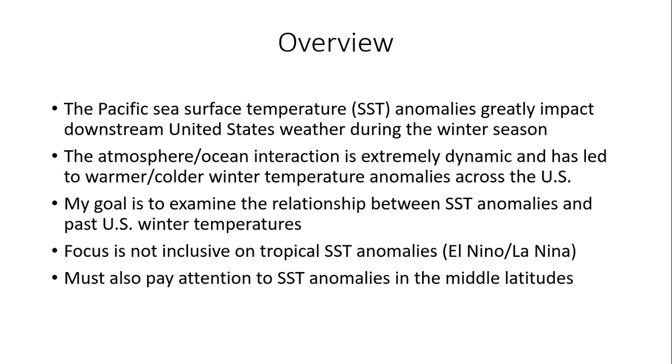The Pacific Sea Surface Temperature Anomalies, SST is the abbreviation for sea surface temperature. These greatly impact the downstream United States weather during the winter season. We have to look upstream if we live in the United States to see what's going on with those water temperature anomalies. The atmosphere-ocean interaction is extremely dynamic and has led to warmer, colder winter temperature anomalies across the United States.